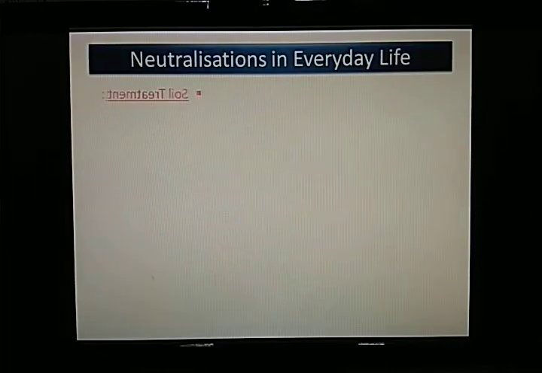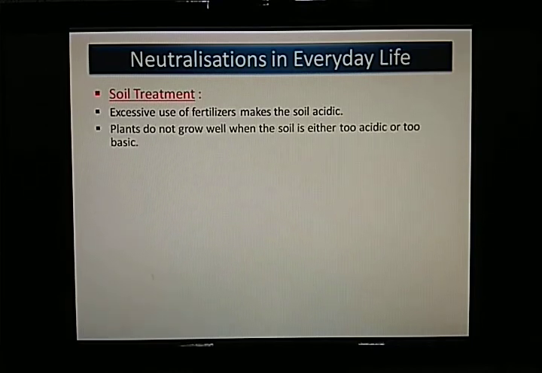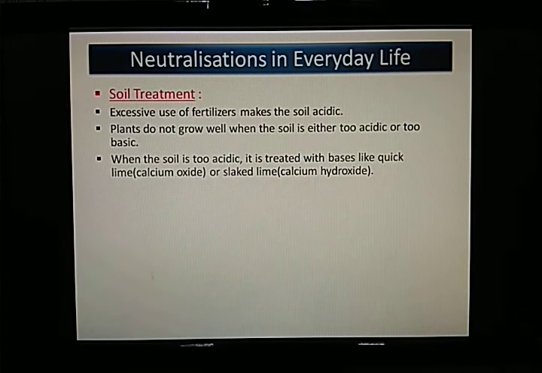There are other two examples you can see. Soil treatment. The plants might not grow well if the soil is acidic in nature or basic in nature. And it happens due to use of excessive fertilizers. So it turns the soil acidic. If it turns acidic or basic, the plants would not grow well, we will not get our crops. So we have to treat it accordingly.